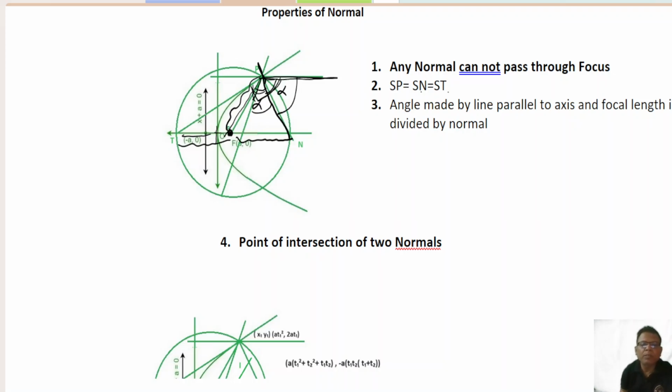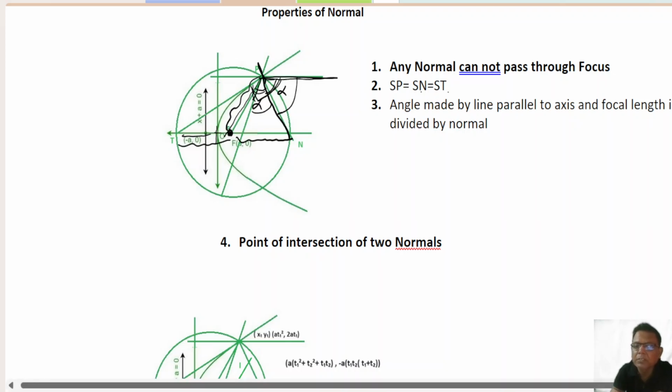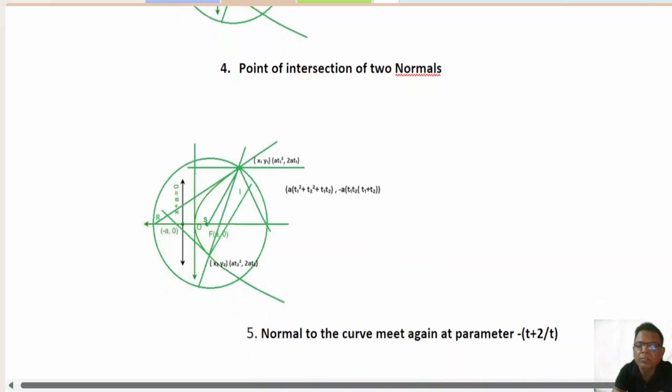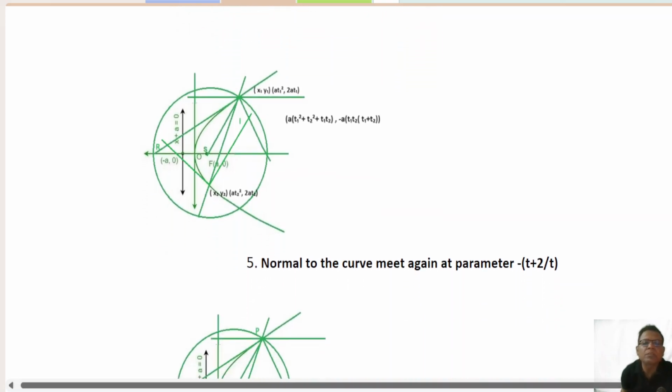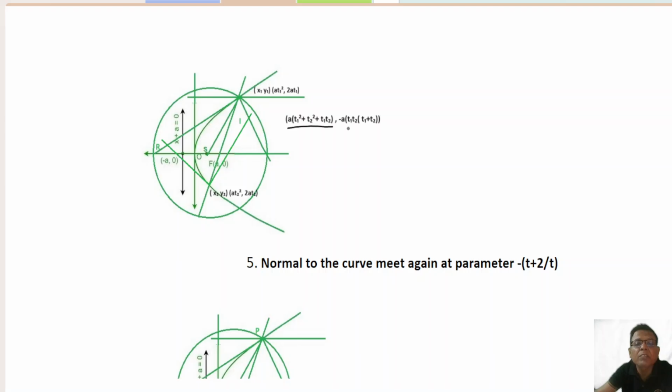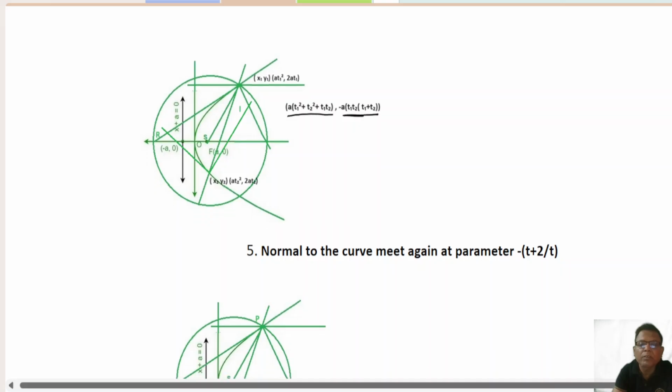Then come to the point of intersection of two normals. Suppose one normal is drawn from the point t1 and another normal is drawn from the point t2. Then you remember, this will be the x coordinate and this will be the y coordinate. The x coordinate is a(t1 square plus t2 square plus t1 t2), and the y coordinate is minus a t1 t2 (t1 plus t2). Now come to the last property of the normal.